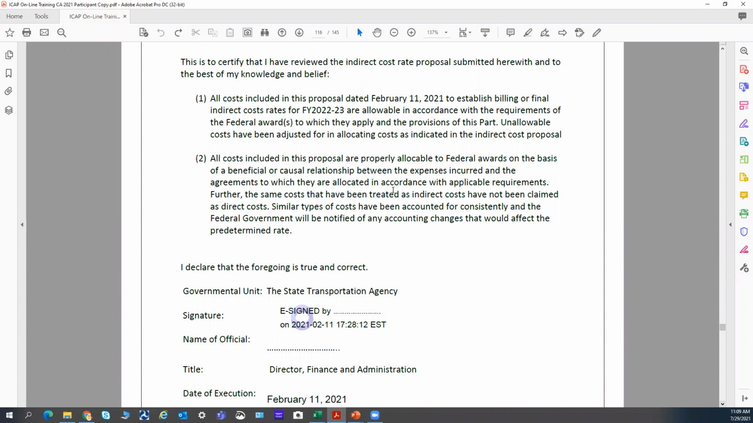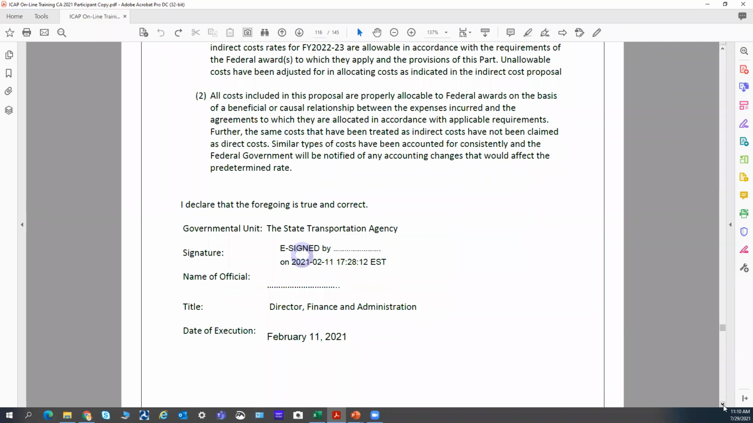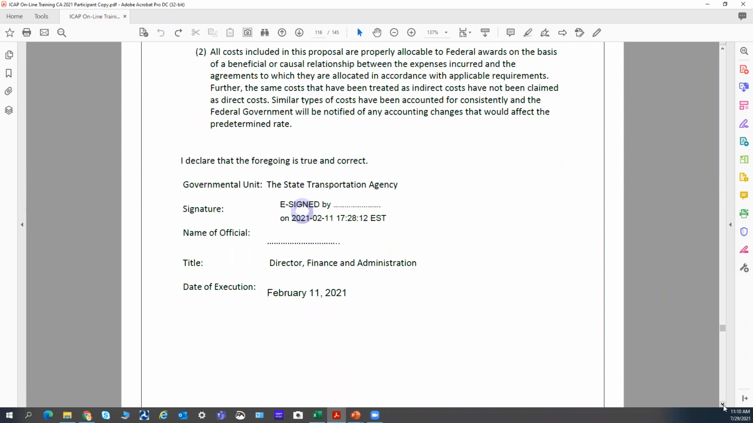If you're not familiar with it, it's basically a certification that the indirect costs are not duplicated in other direct costs, and that if there are any changes, they'll be reported. You can take your time and read it. But this is standard in all of the indirect cost plans that we see.